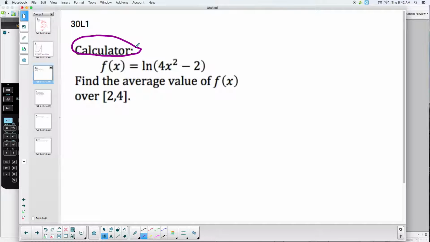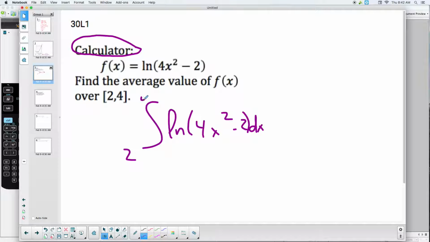So when you're setting this up, we want to find the average value. The average value is the integral, so we'll integrate the function with respect to x from 2 to 4. And we'll divide that whole thing by 4 minus 2. Now, someone's comment where I don't know the antiderivative of natural log. I know. That's not a Calc 1 topic. But a Calc 1 topic is knowing the definition of average value and being able to use a calculator to figure it out.